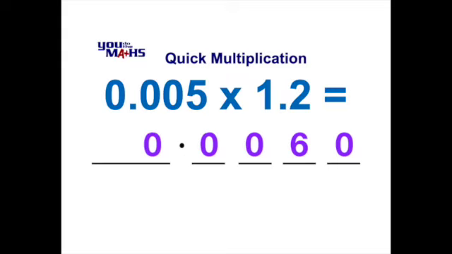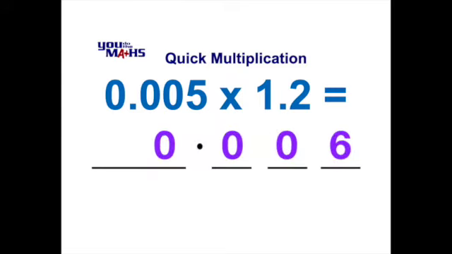So our answer is 0.0060. Now we know with decimals that the last place doesn't require a 0 unless we're doing specific rounding. So what we can do is ignore that 0 and our answer becomes 0.006.